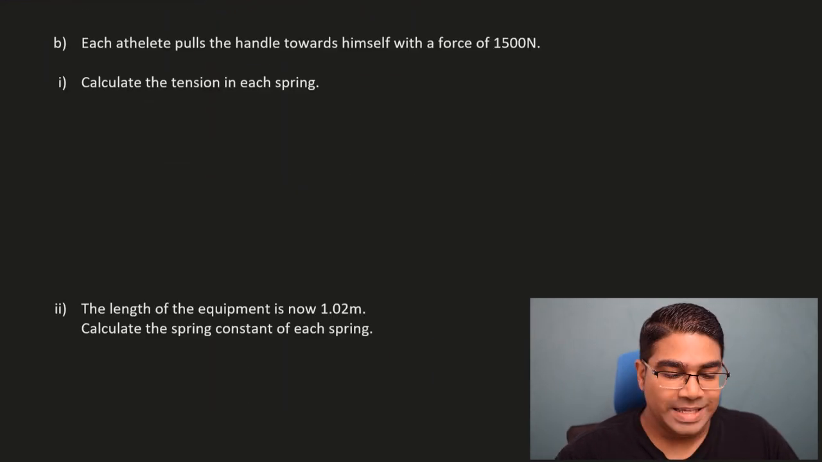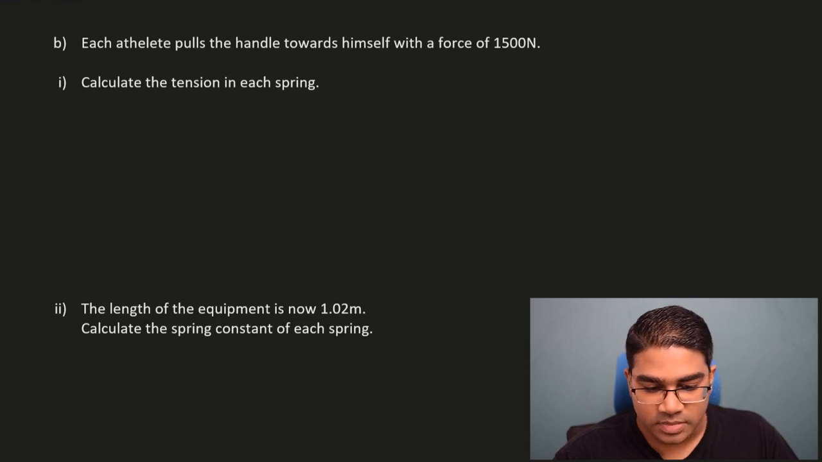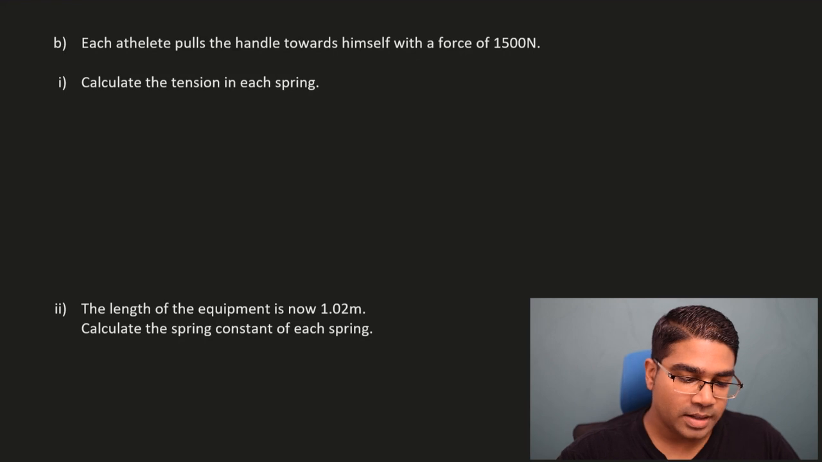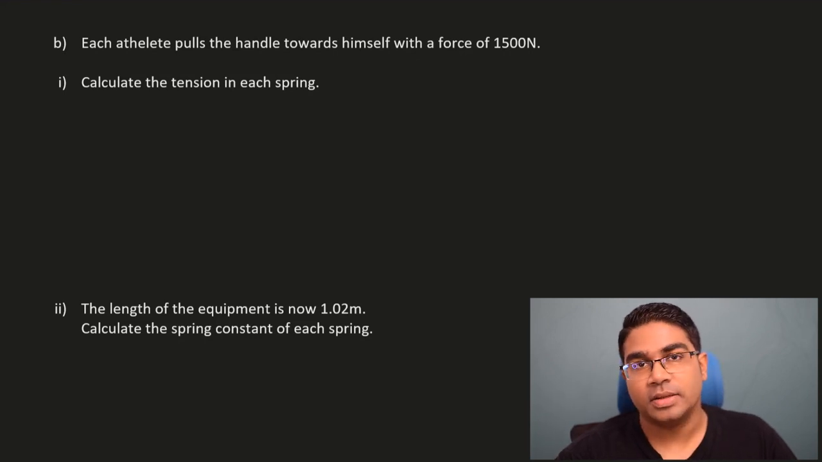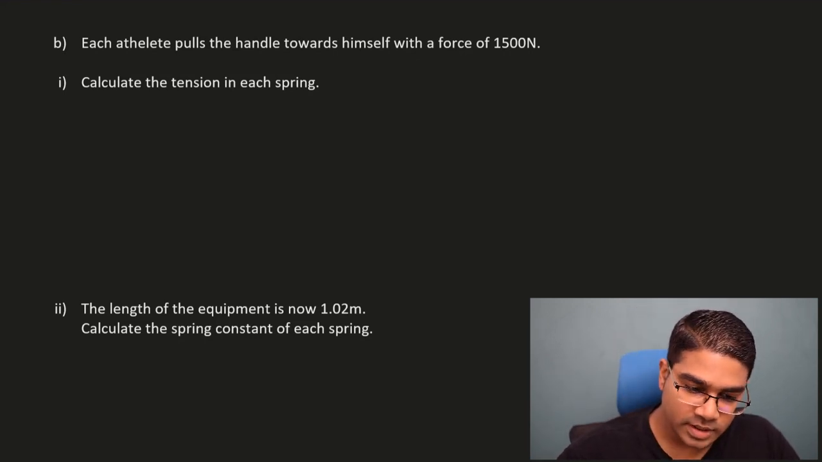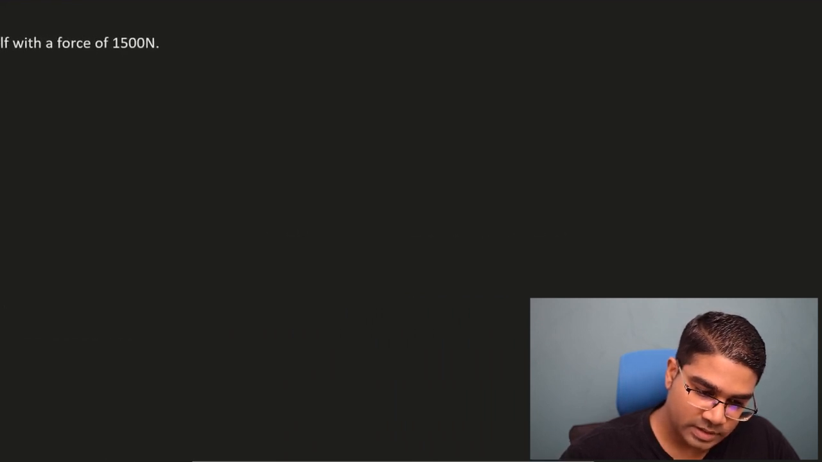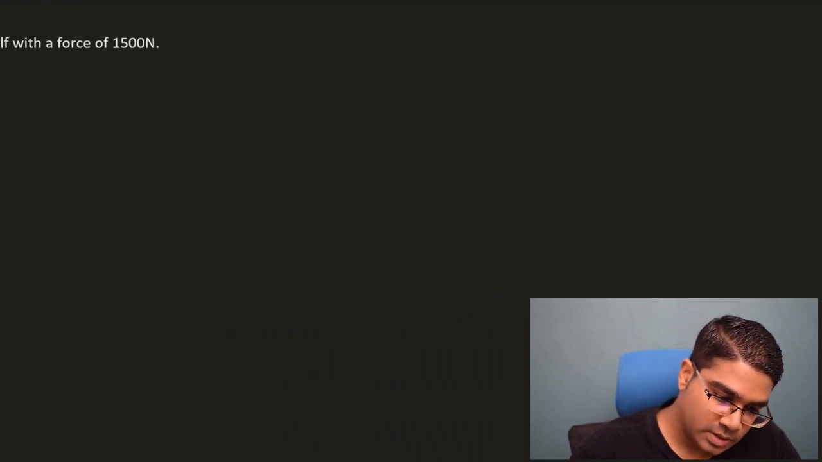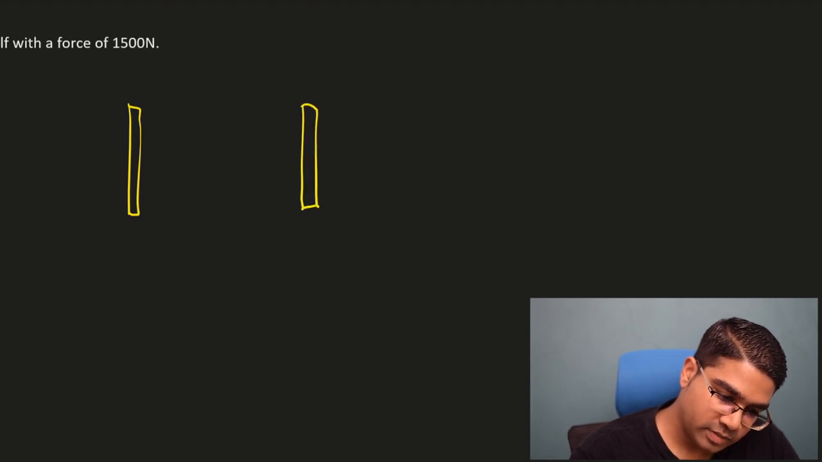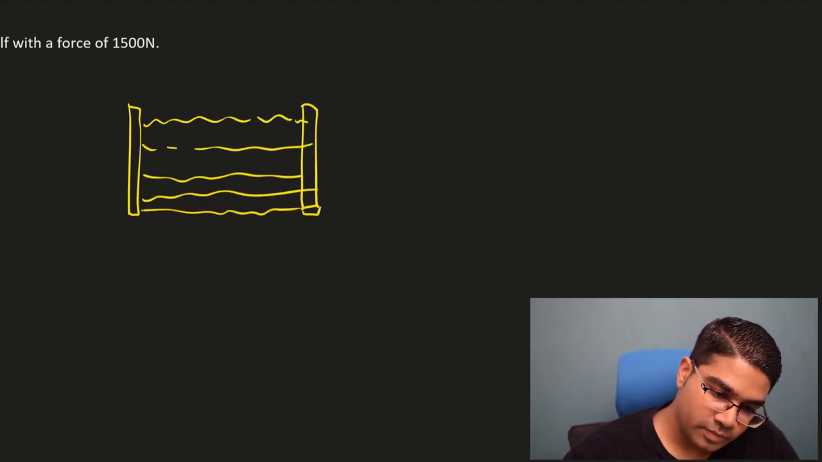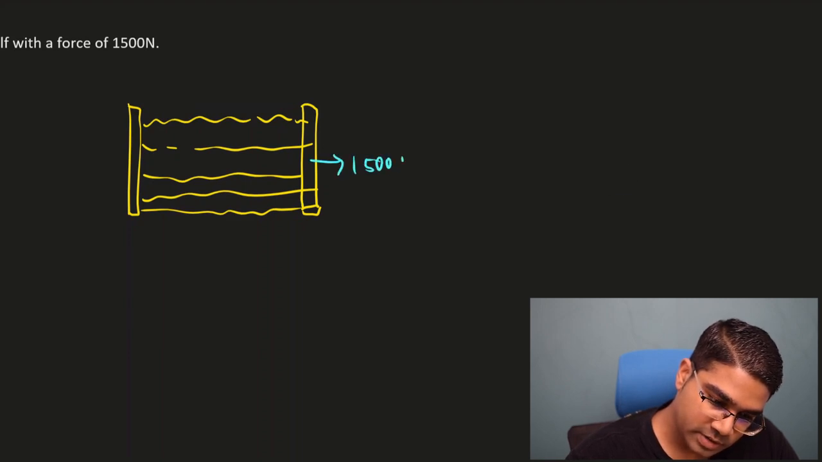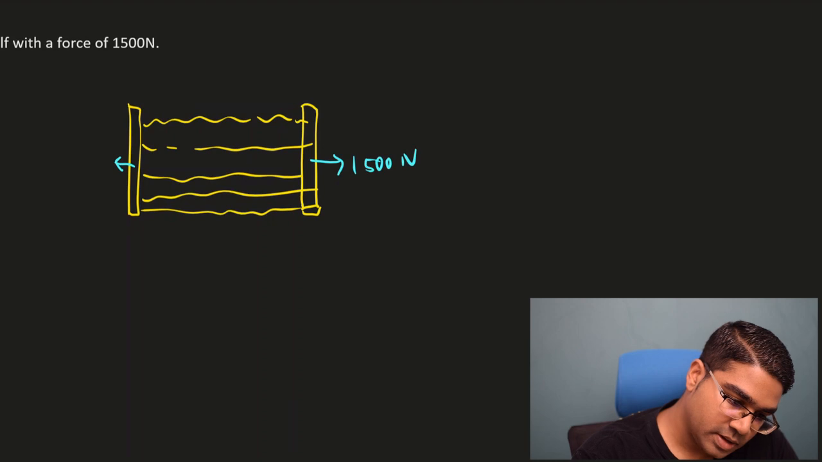So let's go on. Each athlete pulls the handle towards himself with a force of 1,500 newtons. Calculate the tension in each spring. Okay, so there are 2 things to consider here. First of all, let's sketch this out first. So you have the 2 handles on both sides. Then you have the 5 springs. Now you have forces here acting, 1,500 newtons on this side as well as 1,500 newtons on this side.